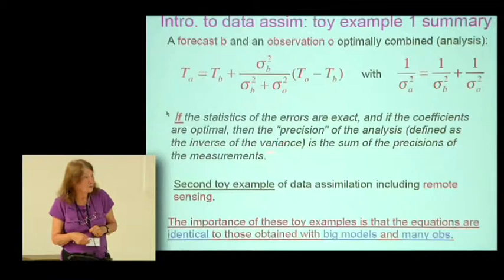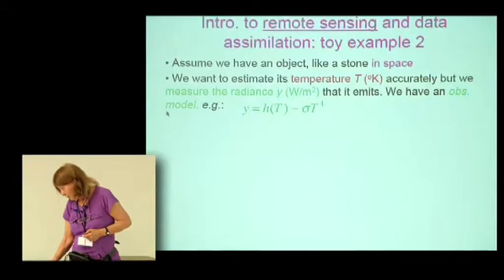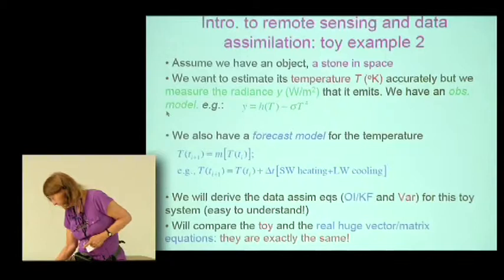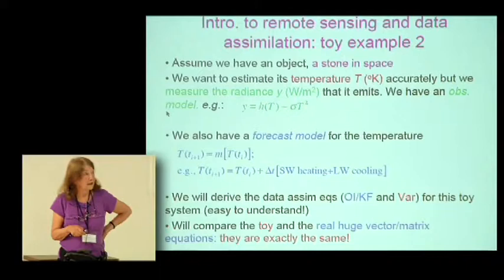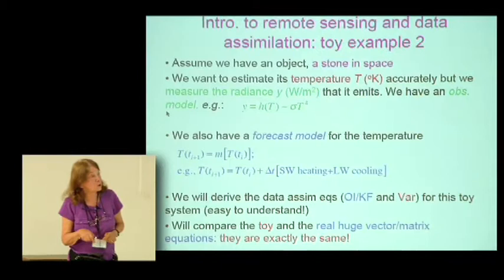So now let me talk about a second toy experiment, which is more realistic than number one. So suppose that we have an object, a stone in space, and we are interested in knowing the temperature of that stone in space.